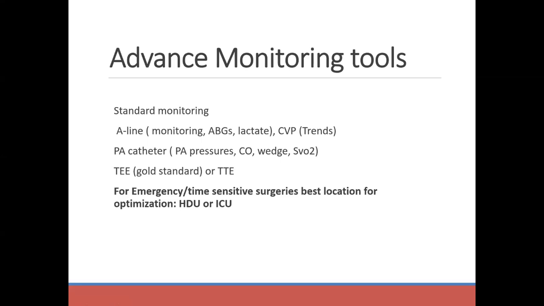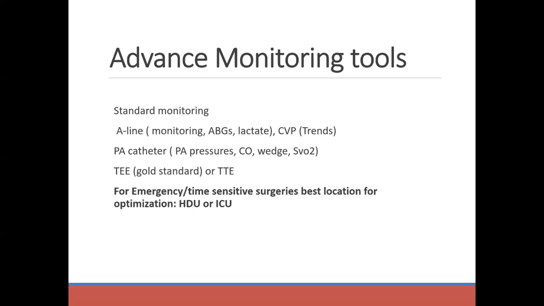So we have to find a way to monitor them, and this monitoring should guide our hemodynamic optimization and further management. So we have to take care of the standard monitorings. On top of that, we need an arterial line for regular blood gas analysis and lactate levels. Pulmonary artery catheter, I will talk about it in a bit. And of course, echo, the gold standard, to have at least a baseline TEE, but if you cannot do that, then a minimum TTE.